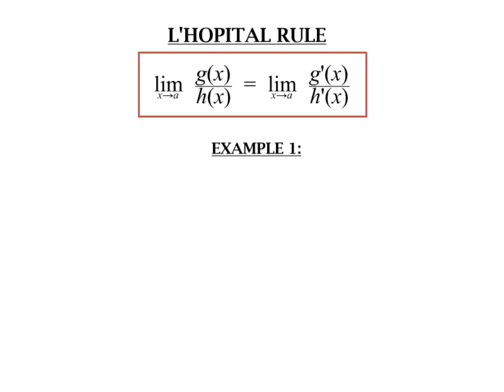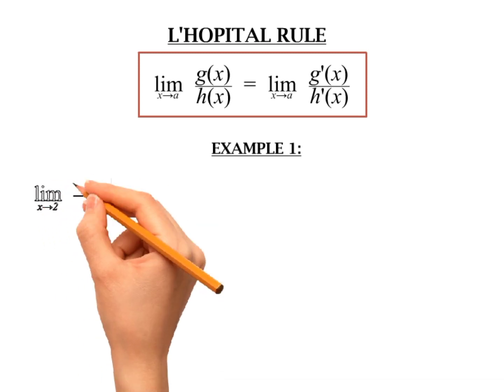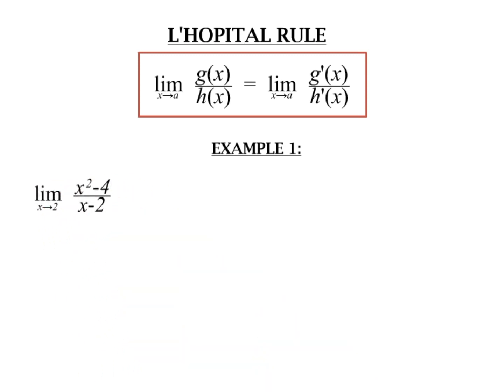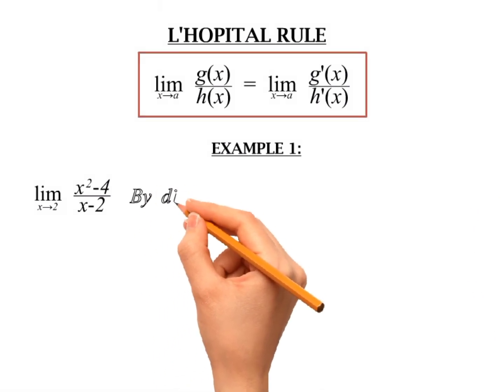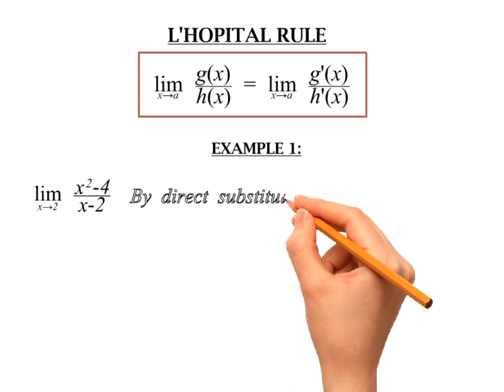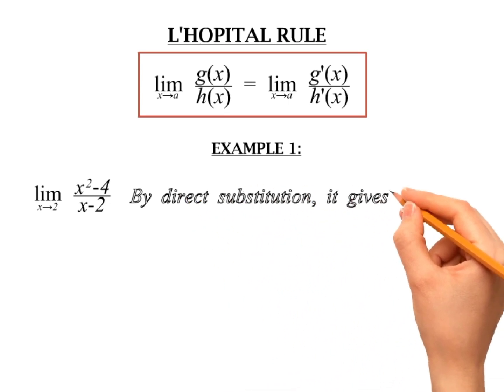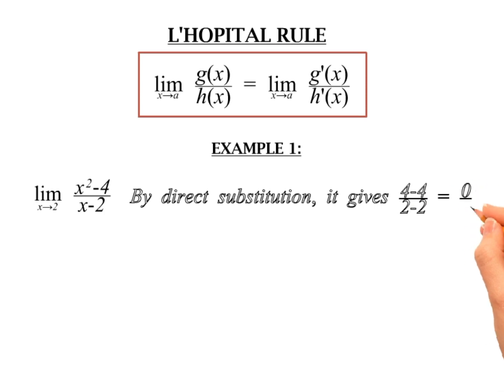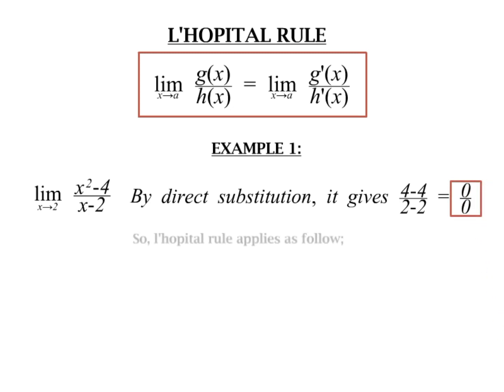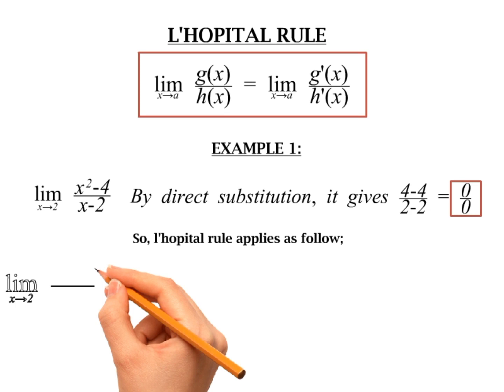Let's take this basic example for better clarification. The limit of x squared minus 4 over x minus 2, as x approaches 2. By directly substituting the value that x is approaching, we have the following: 2 squared minus 4, over 2 minus 2, this gives 0 over 0. Because of this indeterminate result, we are good to proceed with the question using L'Hopital's rule.